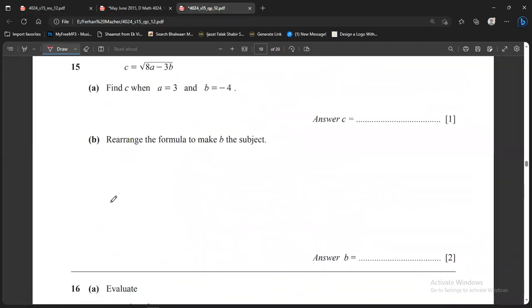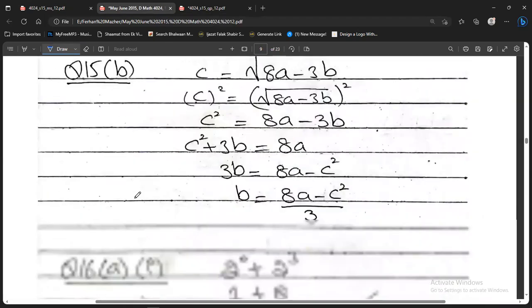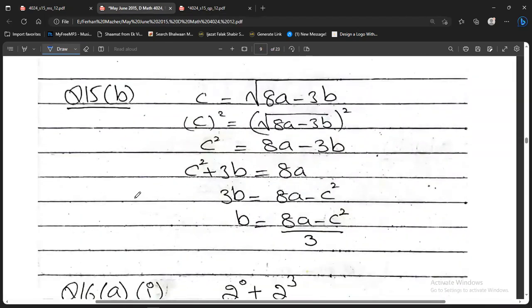Question number 15, B part. He says, rearrange the formula to make B the subject. Okay, we want to make B the subject, and the B is inside this radical sign. So I will take square on both sides. So C is equal to the square root of 8A minus 3B. Take square on both sides. So C square will be equal to this square, and the square root will be cancelled. And what will happen? 8A minus 3B.